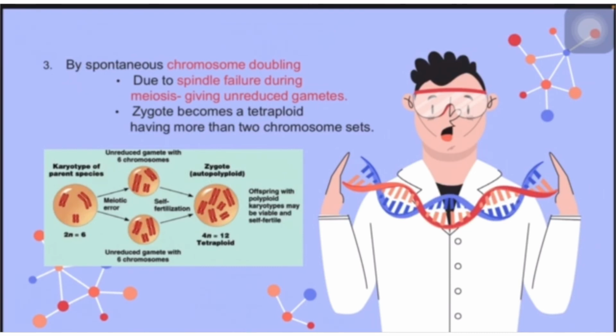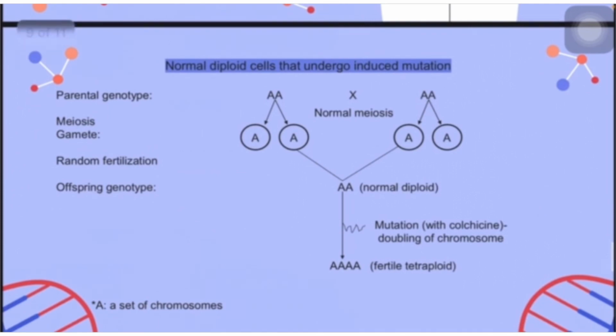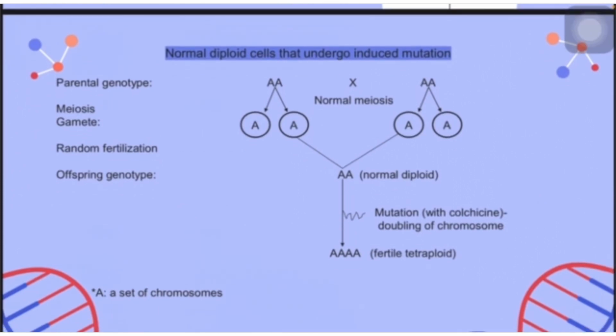Zygotes become tetraploid, having more than two chromosome sets. The karyotype of the parent species will have a diploid cell, which has 6 chromosomes. An unreduced gamete with 6 chromosomes will self-fertilize and produce a zygote, which is autopolyploid. Offspring with polyploid karyotypes may be viable and self-fertile. This is the diagram for normal diploid cells that undergo induced mutations.